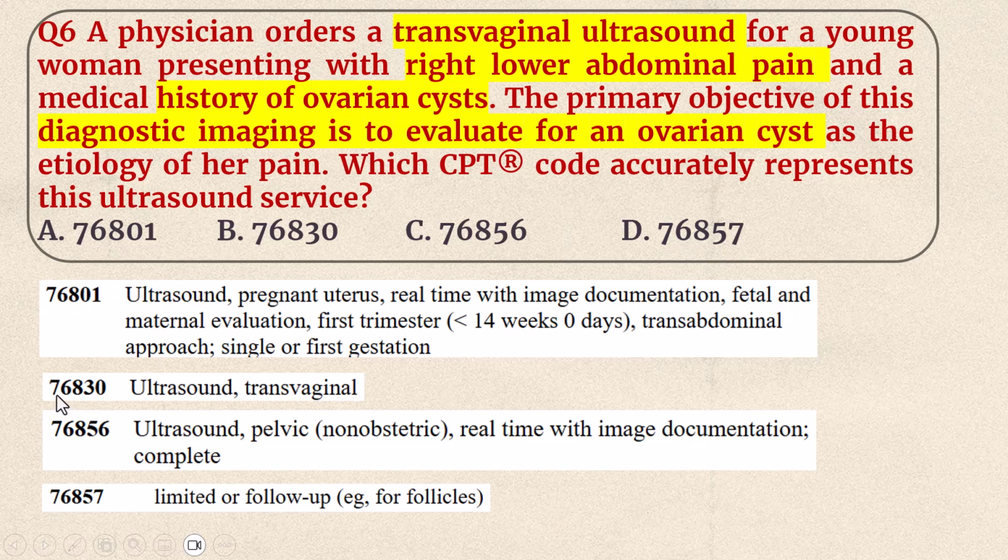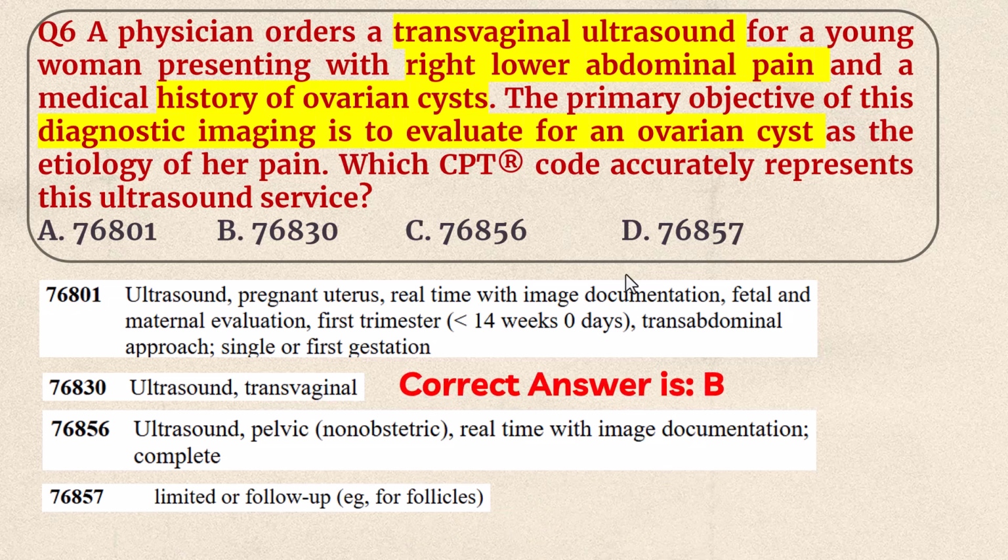When you see the other code, 76830 ultrasound transvaginal, that is the case here. Let's see the other answers, whether they have additional information. 76856 is ultrasonic pelvic, non-obstetric, real-time with image documentation. But this is not the case. Our case is transvaginal, but this is pelvic. 76857 is limited or follow-up, for example, follicles. In our case, this scan is for transvaginal ultrasound. So that is exactly matching the code 76830, that is ultrasound transvaginal. So the correct code will be B.